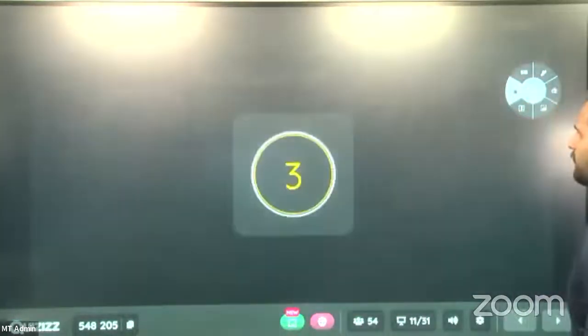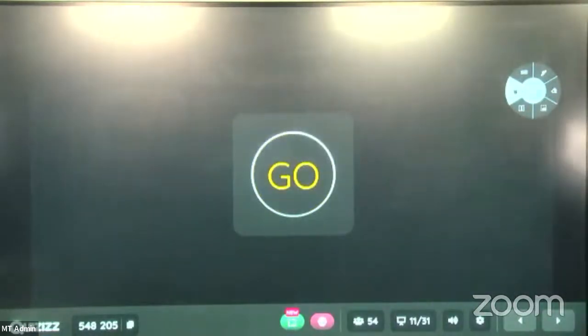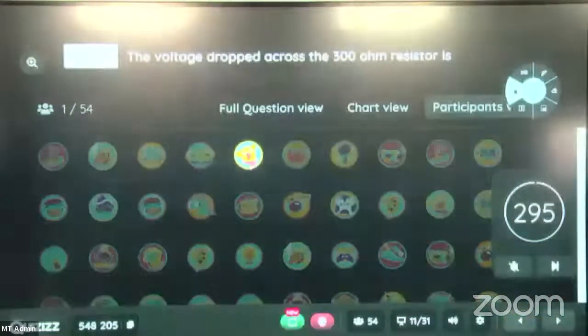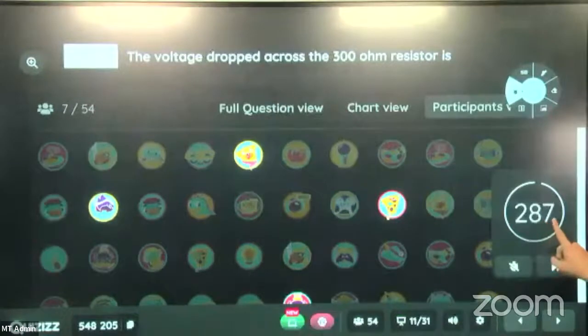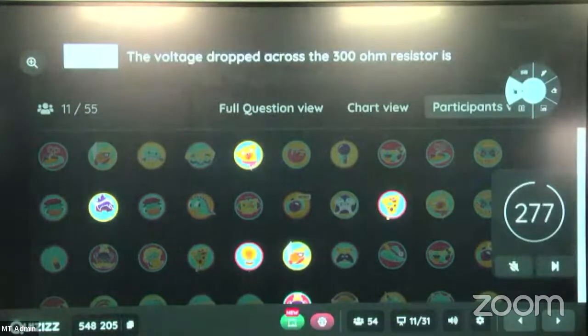Next question in front of us again. Yes, come on. The voltage drop across the 300 ohm resistance. Again, the same concept. Chalo, quickly. I want the right answer from you all. The timer will be till 200. 100 seconds are sufficient for solving such type of questions. Idle time is 20 seconds.